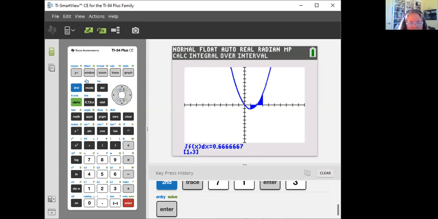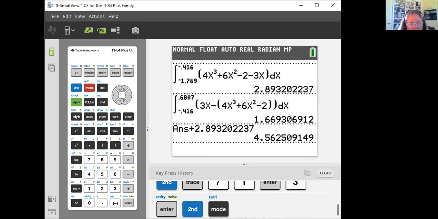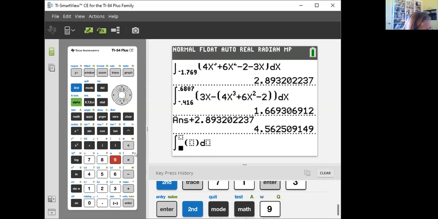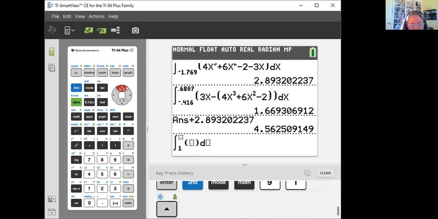Another way to do an integral without graphing: if you go math, and look at number 9, it says fnInt, function integration. So we're going to pick number 9. And this fancy integral sign comes up on my calculator. Now remember, this only does definite integrals. We have to have limits. So we're going from 1 to 3 of x squared minus 2x.